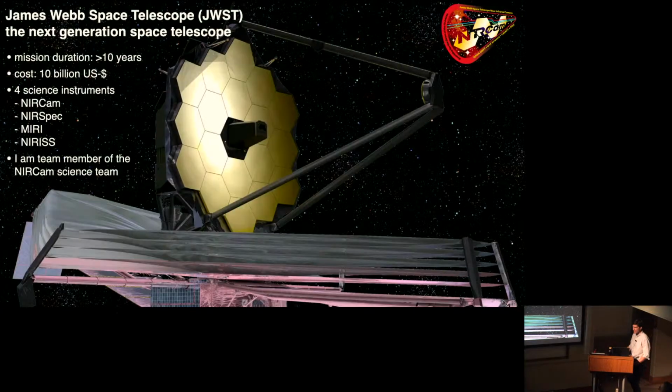And so then JWST came along, and I'm sure you have heard a lot about this. There are four major science instruments: NIRCam, the main imager; NIRSpec, spectroscopy; MIRI, extending further into the infrared; and NIRISS, which is a slitless spectrograph. And when I joined the CfA, I was able to join the NIRCam science team, and in particular the extragalactic part that is led by Daniel Eisenstein here.